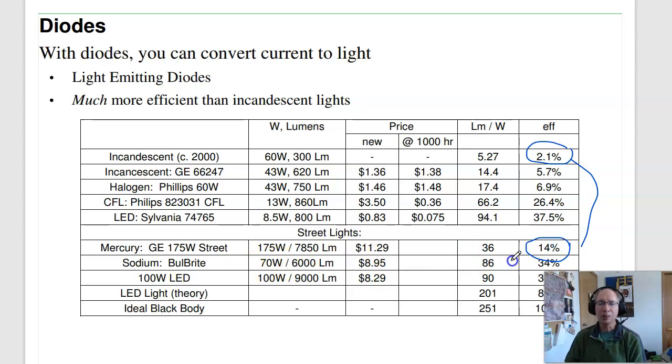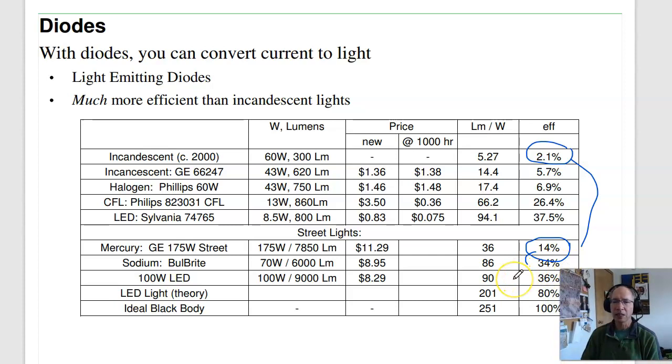The sodium light bulbs are kind of the yellow lights. That was the next phase, a little bit more efficient. I go up to 34% efficient. The LED light bulbs are currently 36% efficient. I guess the CFL came in. CFLs were like the year 2000. Those are 26% efficient. Both these use mercury, which is a problem.